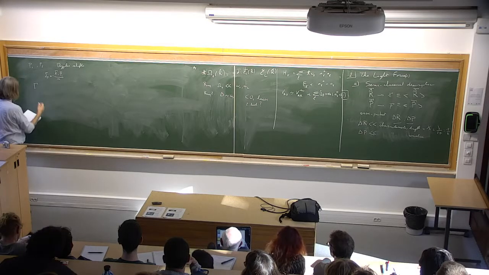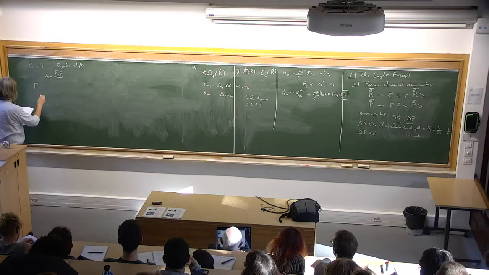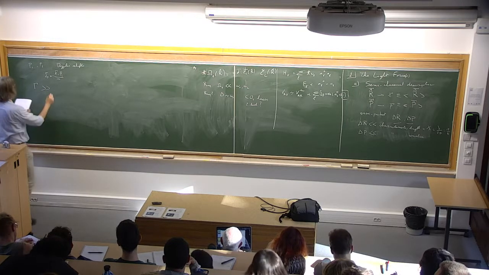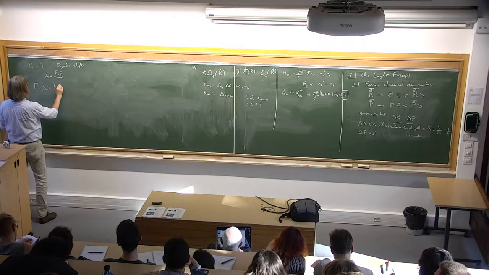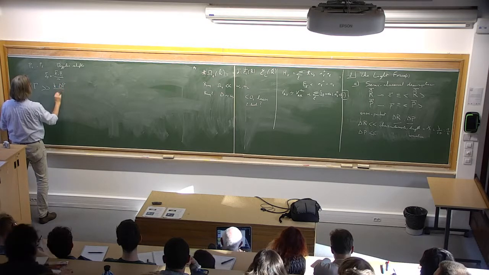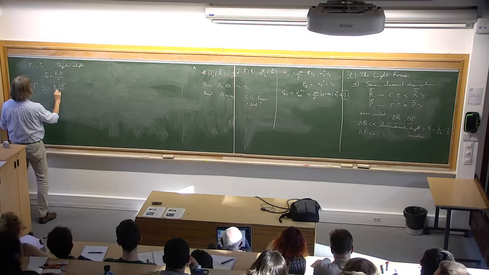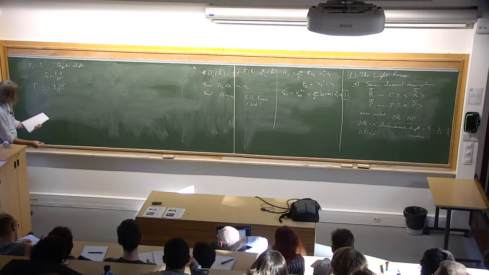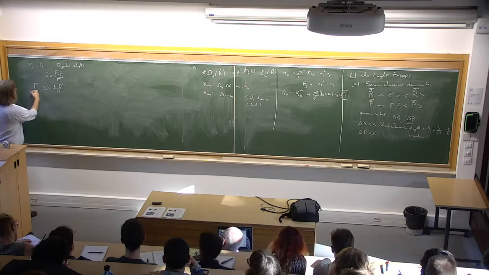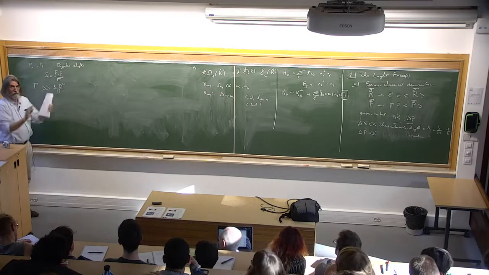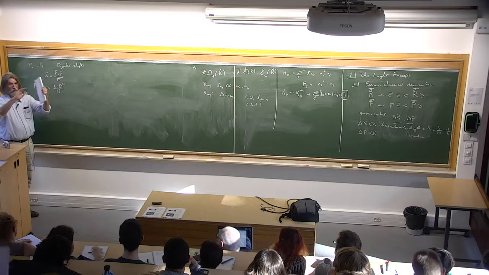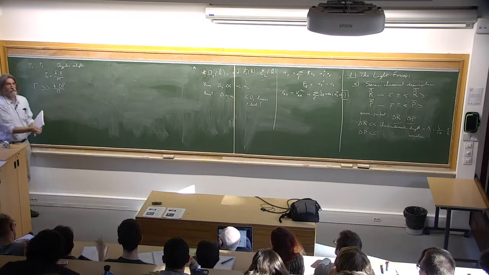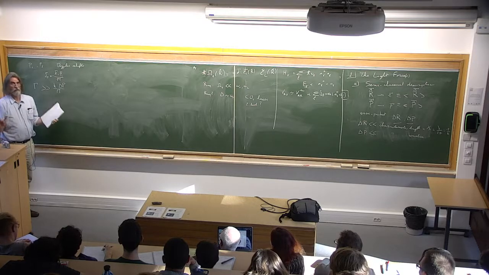So if you have the natural width gamma much larger than k delta p over m, then you will consider the atom just as one classical object. If this condition is not fulfilled, then you are completely out.